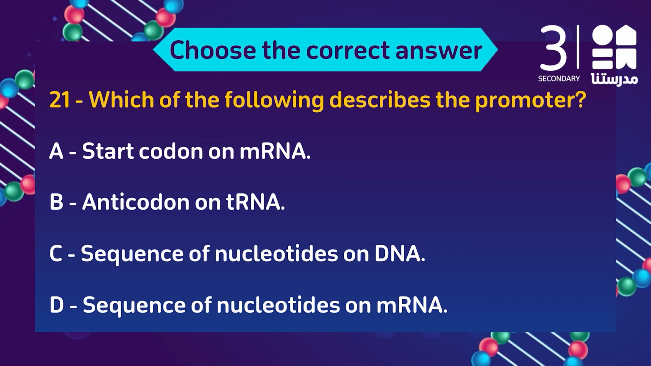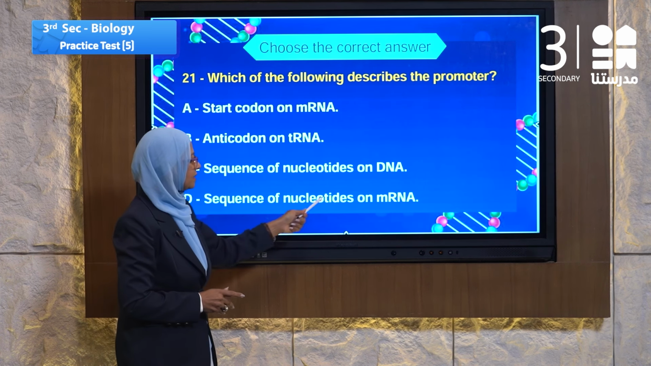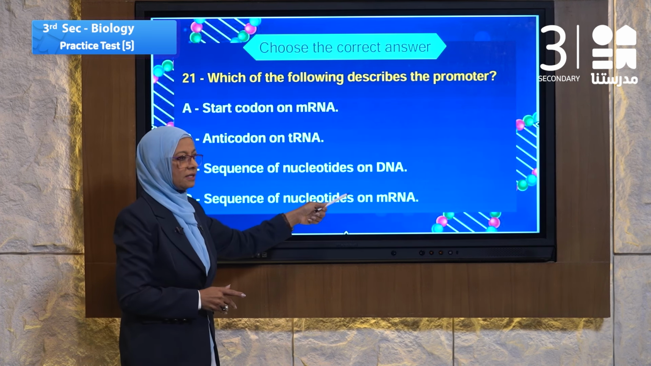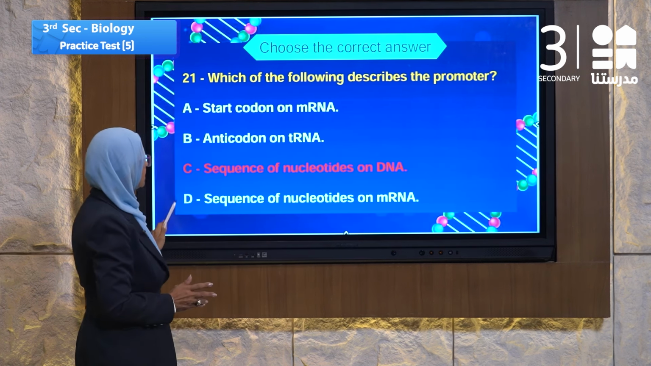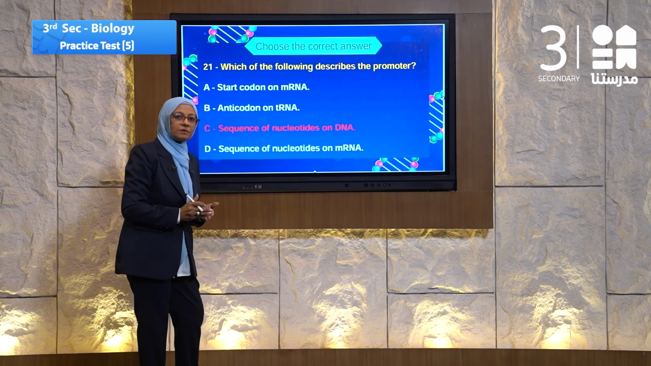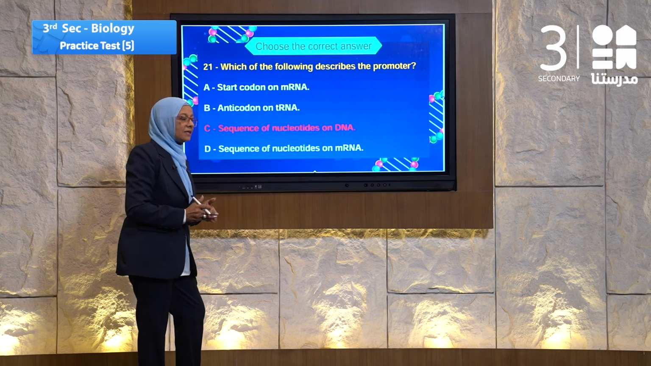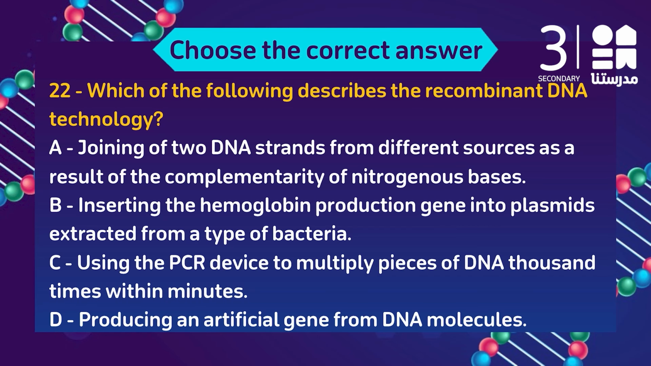C, sequence of nucleotides on DNA. D, sequence of nucleotides on messenger RNA. It's not found at RNA at all. It must be a sequence of nucleotides on DNA. The promoter is found in DNA. Let's go to question number 22. Question number 22 describes recombinant DNA technology.